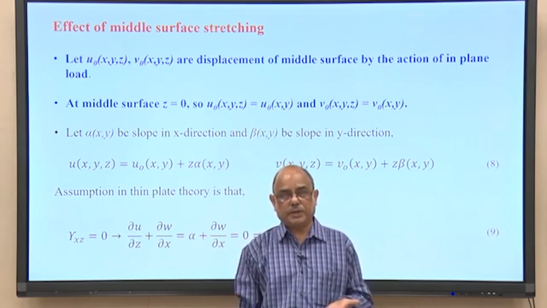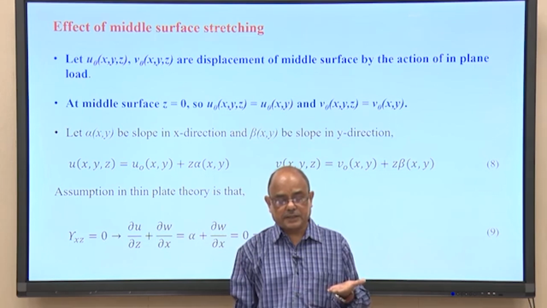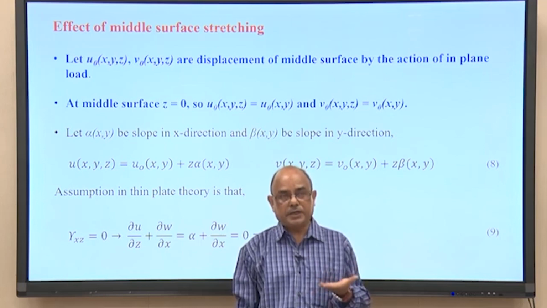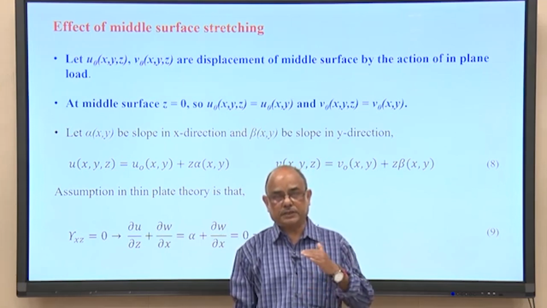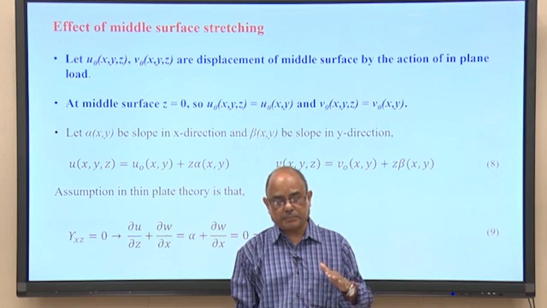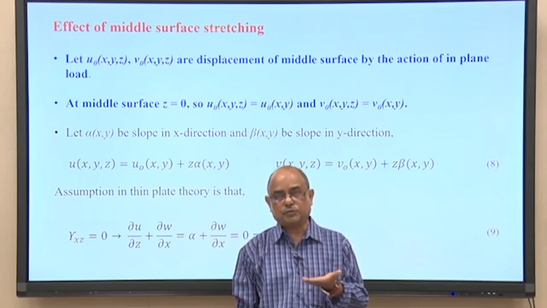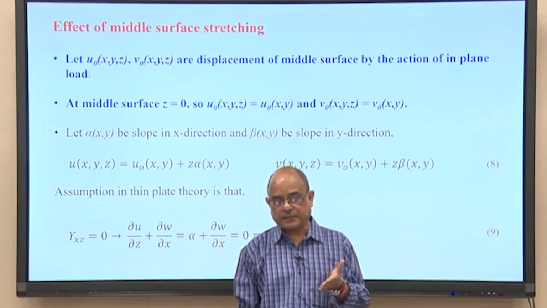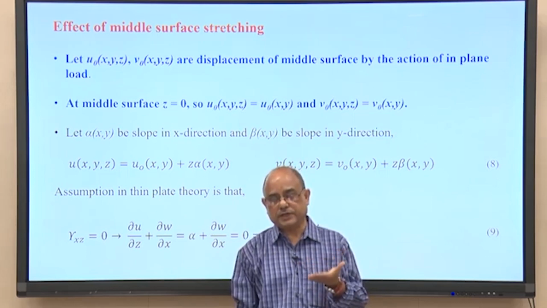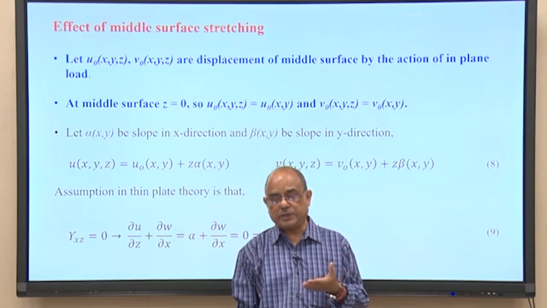So, when the membrane force or in-plane force acts, then u naught and v naught are the displacement functions in x and y direction. At the middle surface z is 0, because the middle surface is our datum. So, naturally at the middle surface we can refer to u naught and v naught just as a function of the x and y variables. There cannot be any z; there is no significance of z in u naught and v naught in the middle surface.